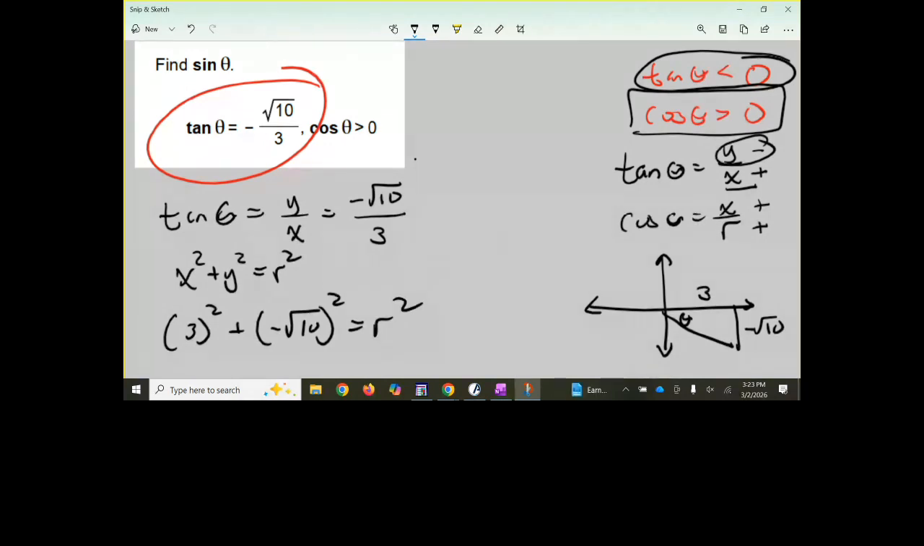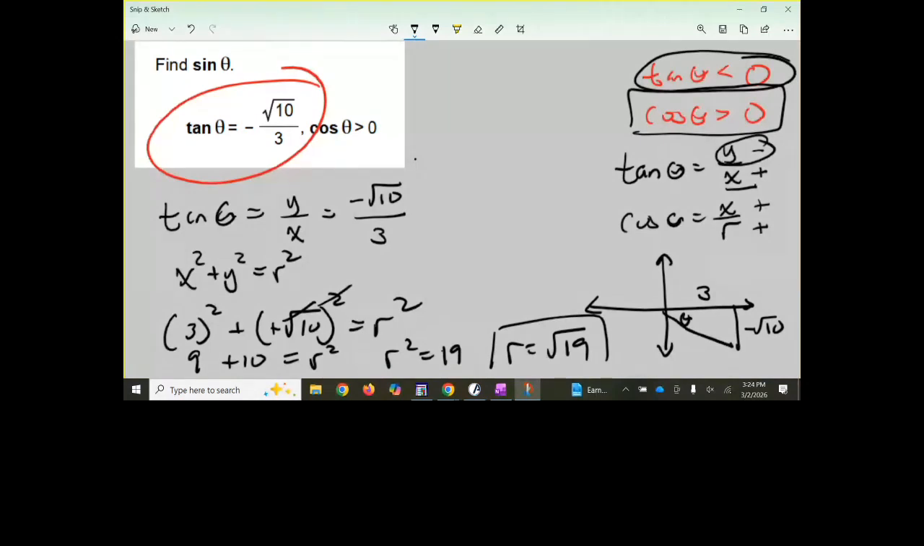Okay, so let's do this. 3 squared is 9. Remember, a negative, when you square it, is going to become positive. Squaring the square root goes away. That's just going to be 10. So r squared is 19. So r would have to be the square root of 19.